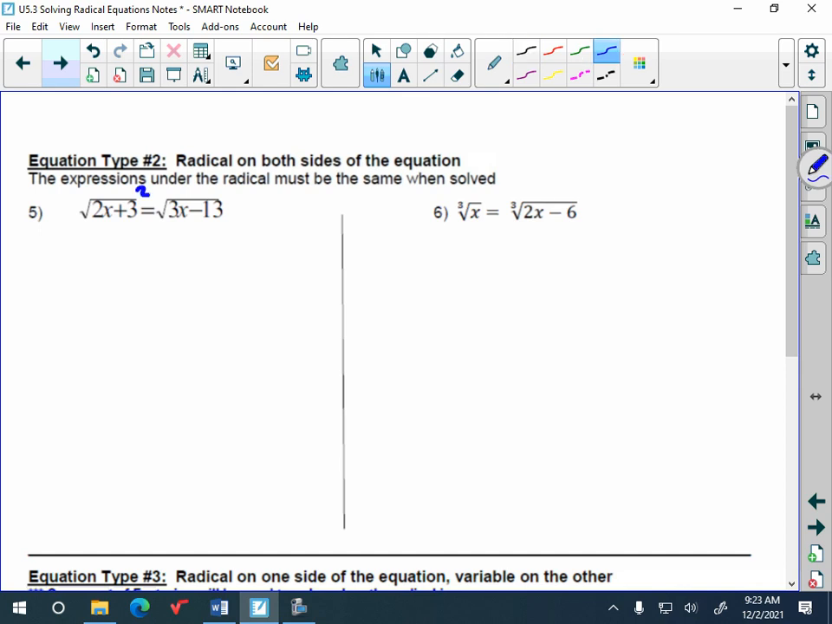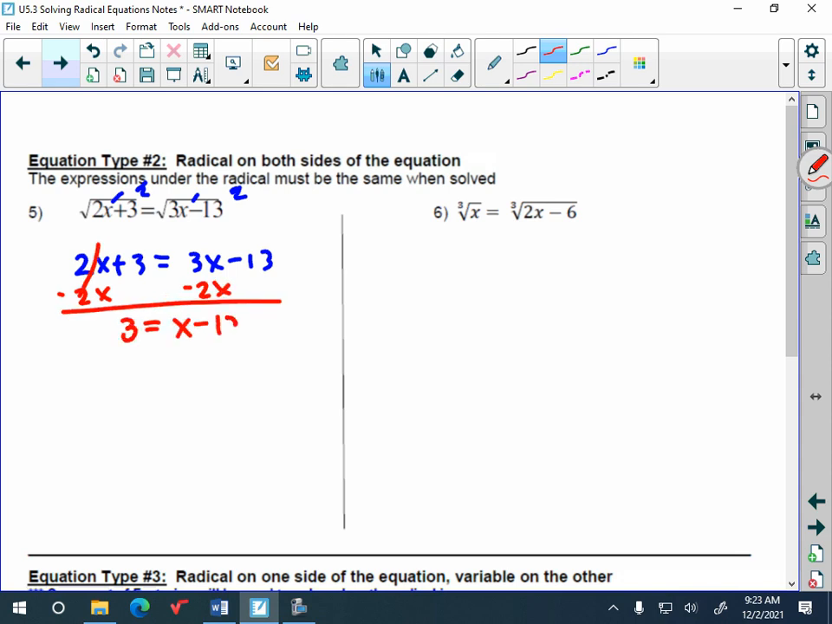All right, so we could just square both sides. And it just cancels all the radicals and squares out, and we just have 2x plus 3 equals 3x minus 13 to solve. Okay, pretty easy. All right, so x equals 16. So when we're checking, all we're checking for is, does the number underneath the radical equal the number underneath the radical on the other side? That's really all you have to check.